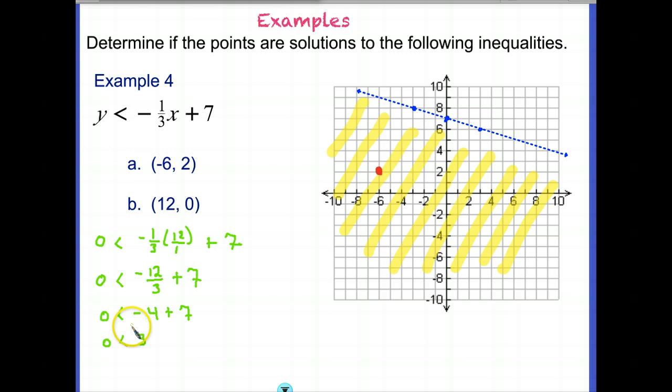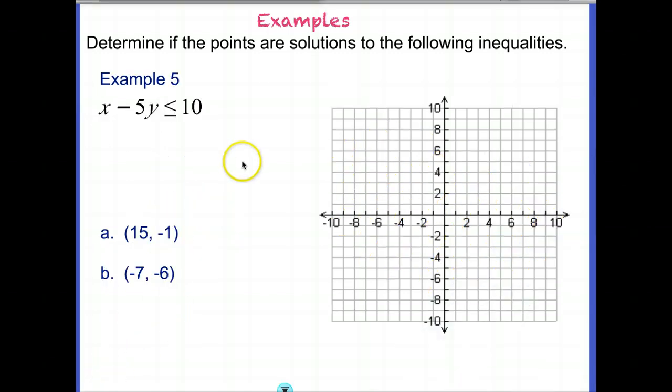So let's see if this is a true statement. Is 0 less than 3? It is. So this is a true statement. Therefore, 12, 0 is in fact a solution, just like negative 6, 2 is a solution. We found this one algebraically, and we found the other graphically. Let's go ahead and look at another one.